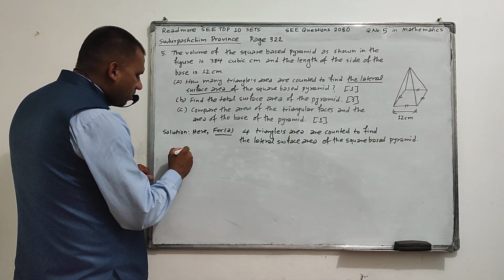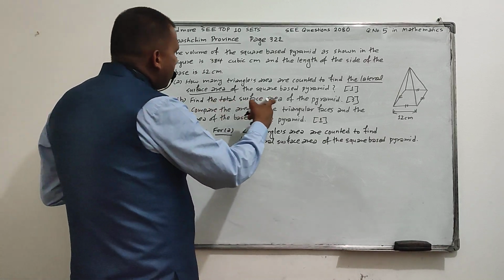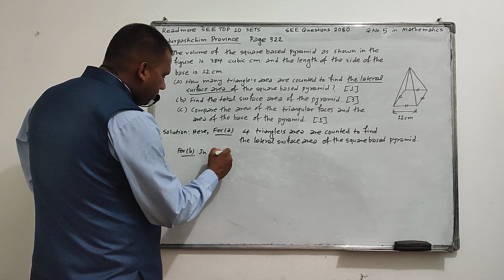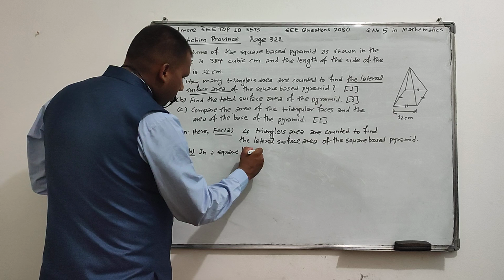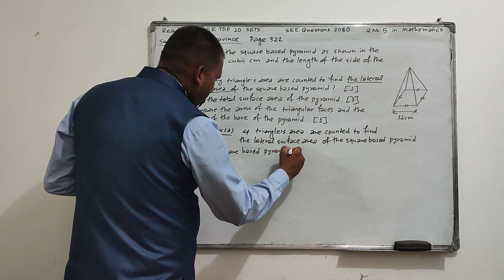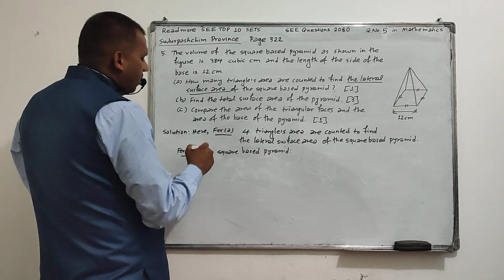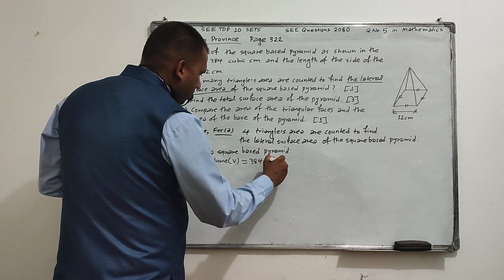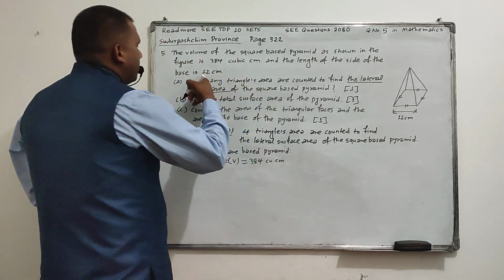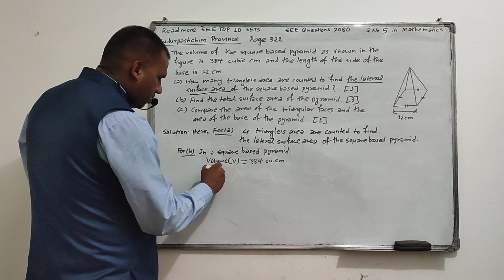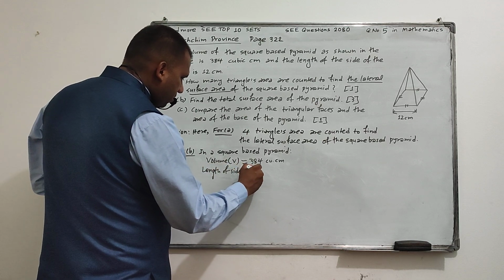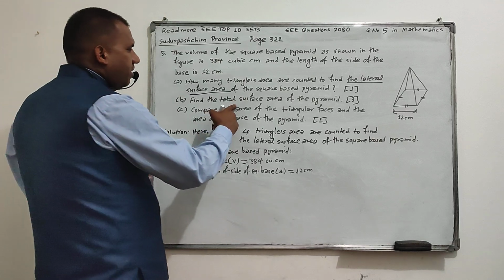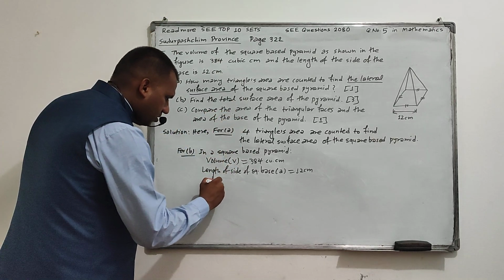Now on B, find the total surface area of the pyramid. In a square base pyramid, we have given that volume V is 384 cubic centimeter, length of side of the base a equal to 12 centimeter. We have to find TSA, total surface area. TSA equal to question mark.